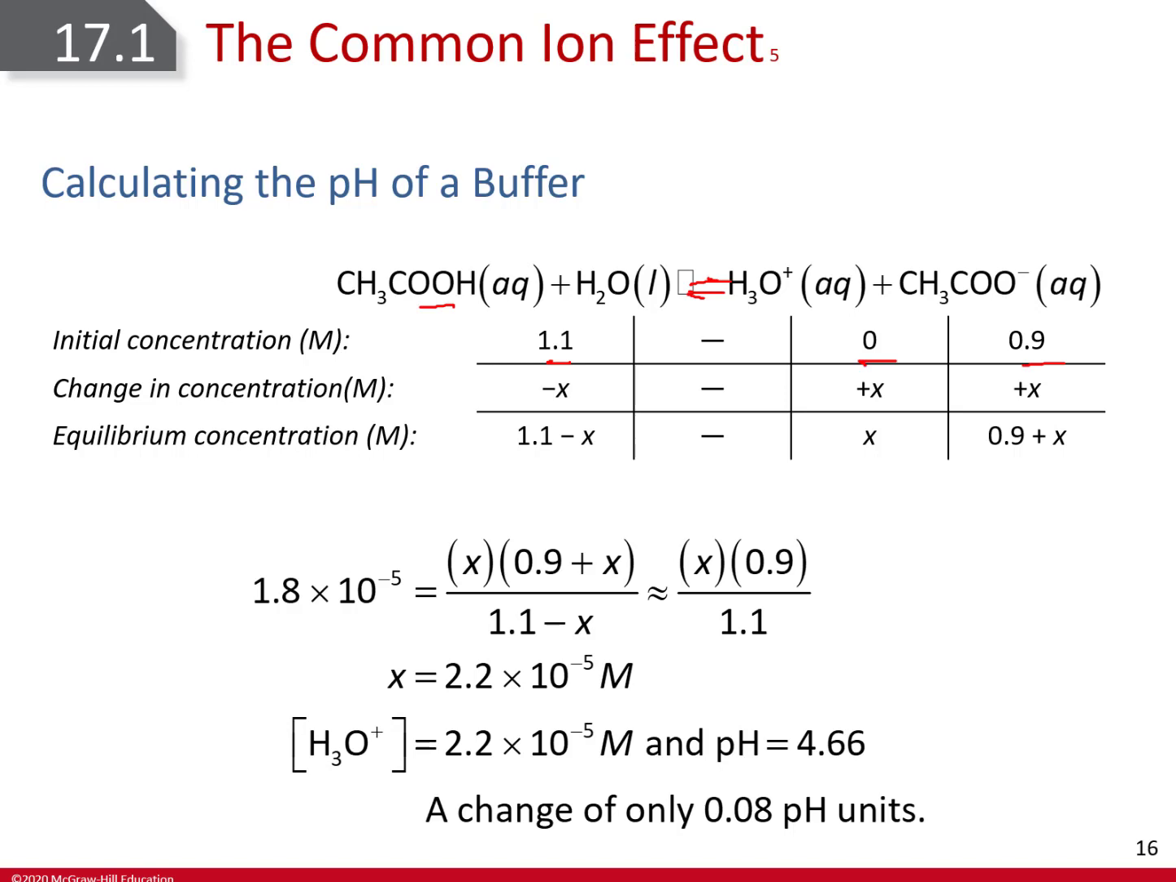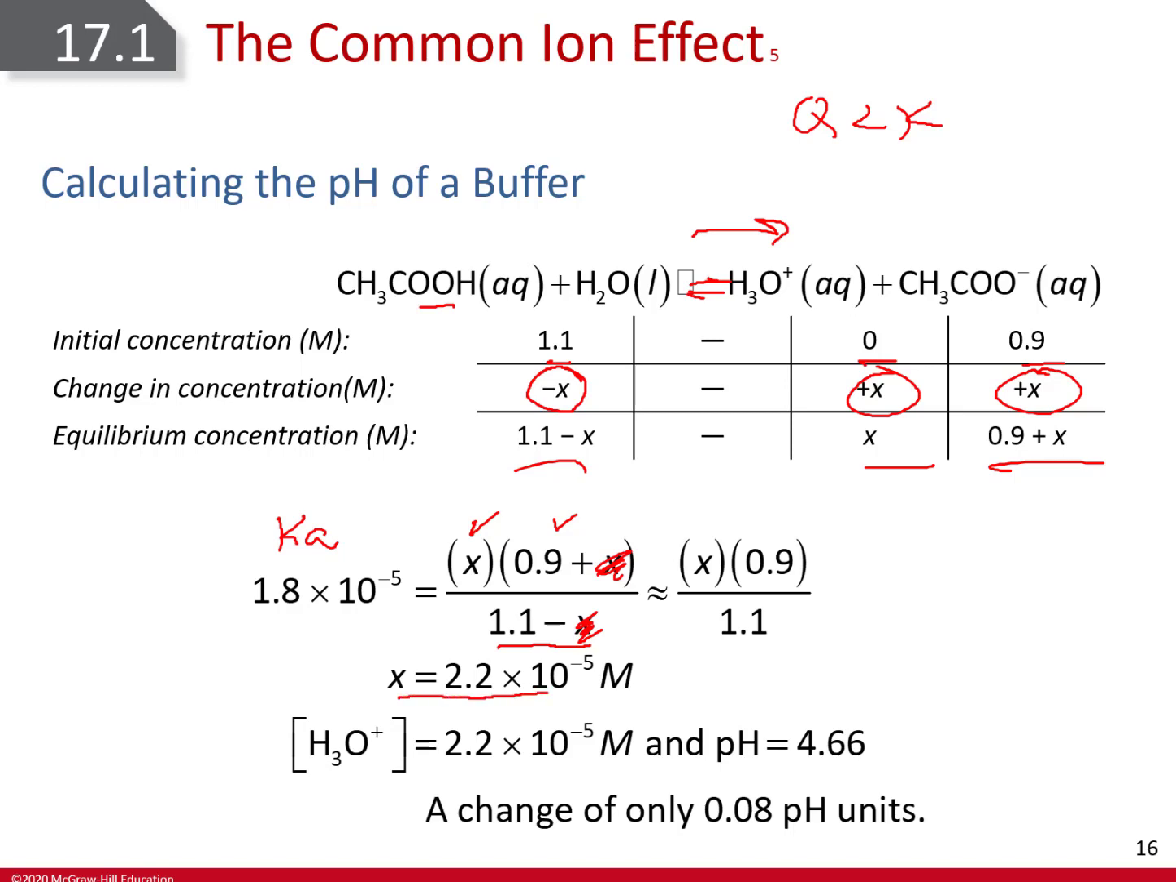So again, you've got to do Q. Q is less than K. The reaction is going to shift in this way. That's why it's minus X here, plus X here, and plus X here. Here are our equilibrium values. Plug that into our expression. Here's the Ka for acetic acid. Here are our products, the hydronium ion and the acetate ion, divided by the acetic acid. We're going to assume this X is negligible compared to those concentrations. We solve for X, and X equals 2.2 times 10 to the negative fifth.